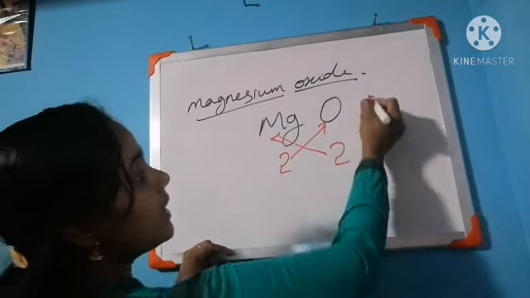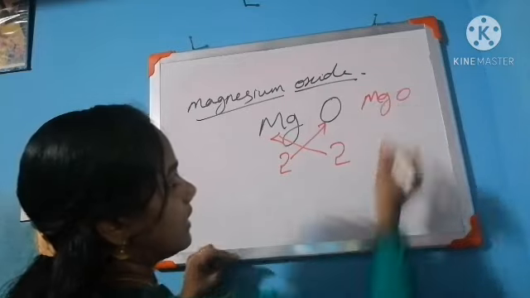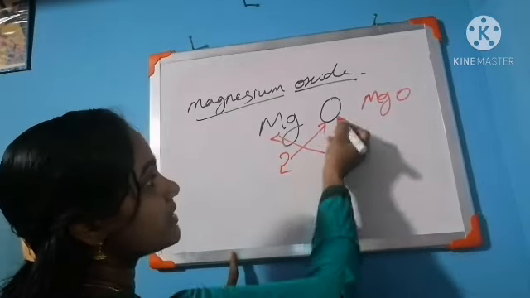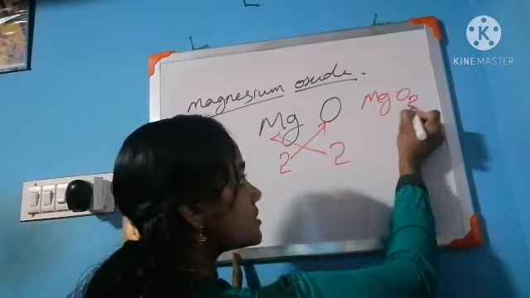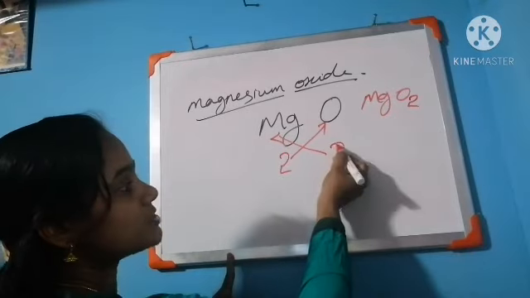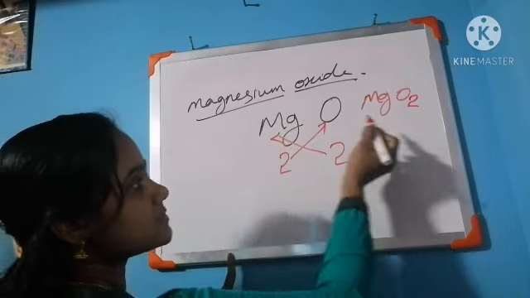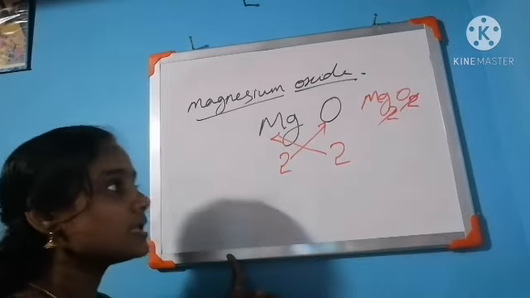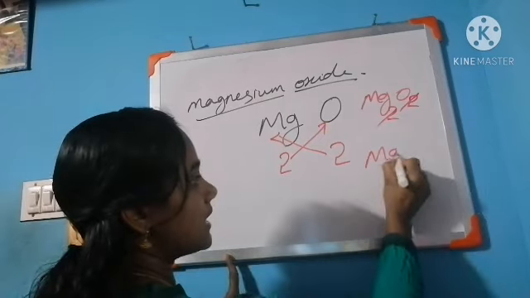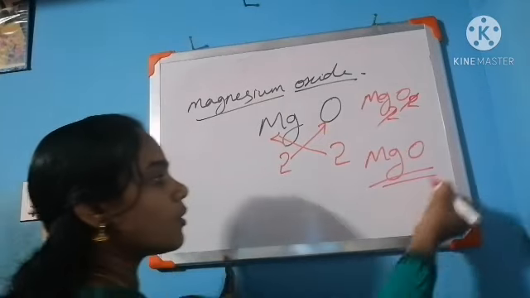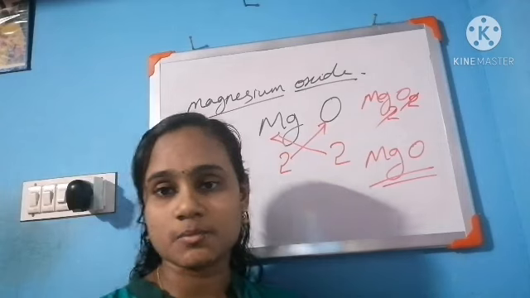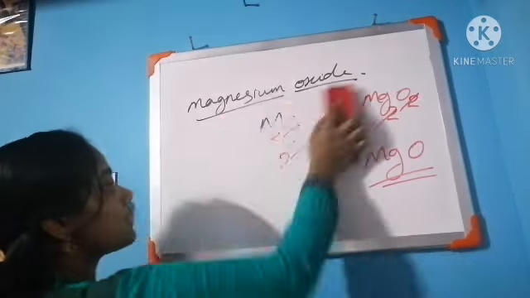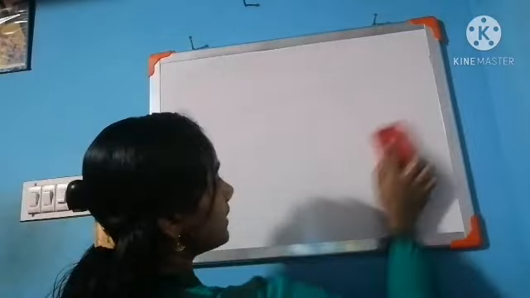For magnesium oxide, the valency of magnesium we write under the subscript of oxygen, and the valency of oxygen, 2, we write under the subscript of magnesium. The same valency we can cancel. So the formula of magnesium oxide is MgO. Is it clear? Magnesium oxide formula is MgO.